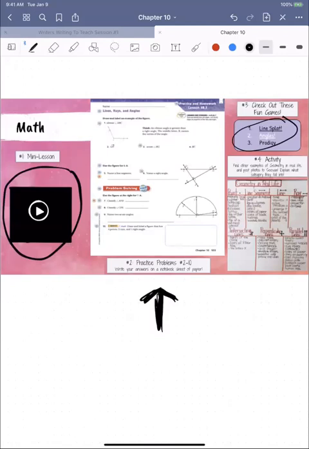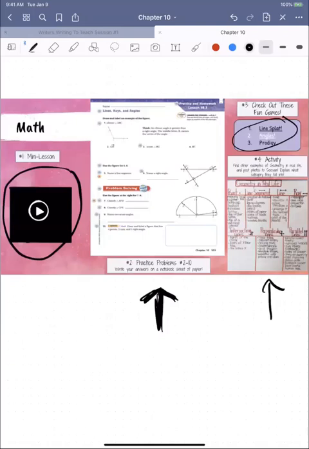So we have a chart of all kinds of geometry that we find in real life. They gave you some examples of what a point could be, a line segment, a line, a ray, intersecting lines, perpendicular lines, and parallel. So that's all the stuff we're going to be learning today.